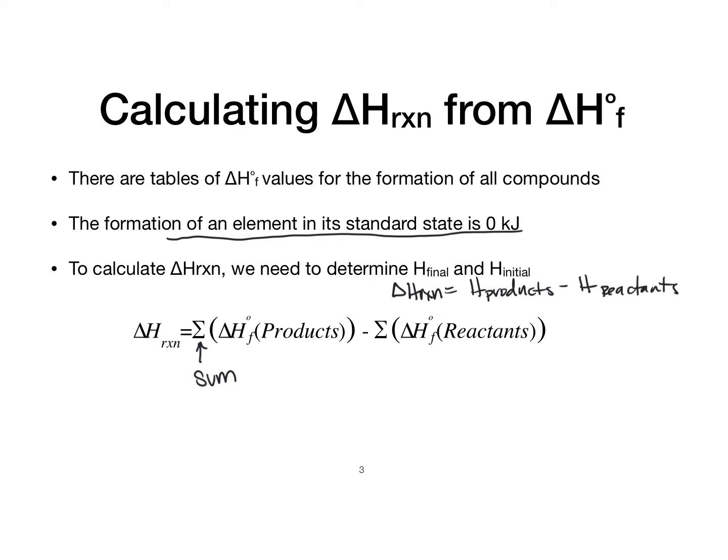So this equation is going to allow us, for any equation, provided we have access to either a table in the question or an appendix. There are published tables online. We can find this information in lots of places. But we can then calculate those for different values. So it is the sum of all products minus the sum of all reactants.